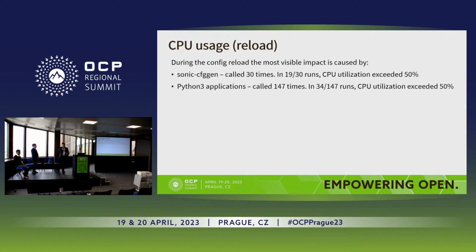The second is, as I mentioned, Python applications. As you know, SONiC is a multi-programming language environment. You can find C, C++, Go, but a significant amount of applications are written in Python. And we see that it's actually probably not that efficient an approach, especially for small boxes.